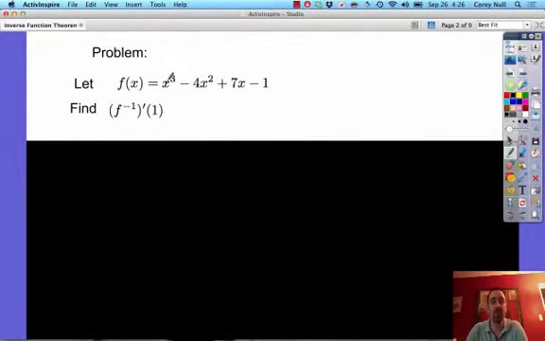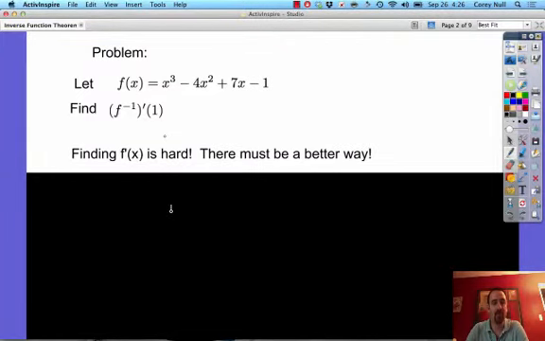So if I want to try to find the derivative of the inverse, it's going to be pretty tough if I try to solve this for x. Isolating x by itself is going to be a challenge. We can do it, I'm sure, but it's not going to be much fun. So we're going to try to find another way to do it. There must be a better way, and in this case there is a better way than solving explicitly for x and then finding the derivative.